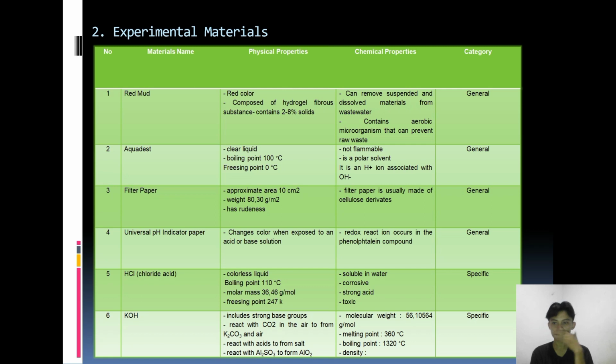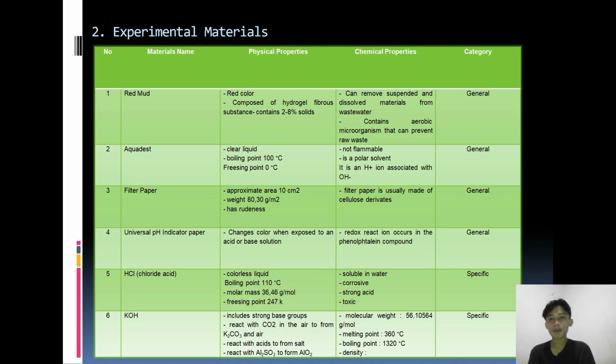Category general. Number 2, aqueous solution. Physical properties: clear liquid, boiling point 100 Celsius, and freezing point 0 Celsius. Chemical properties: not flammable, a polar solvent, and contains H+ ions associated with OH ions. Category general.